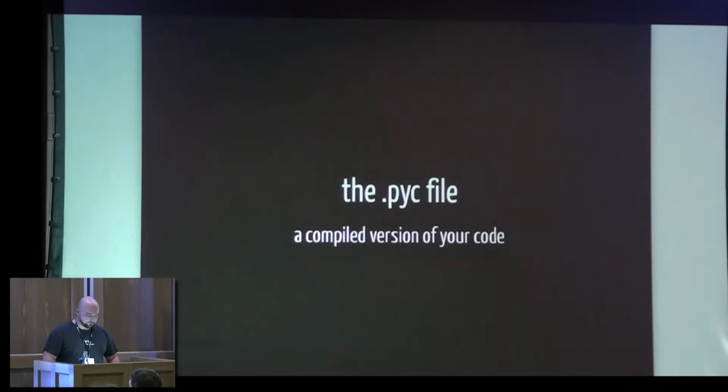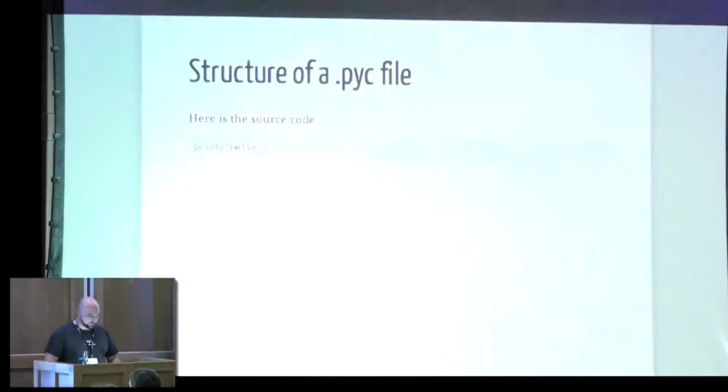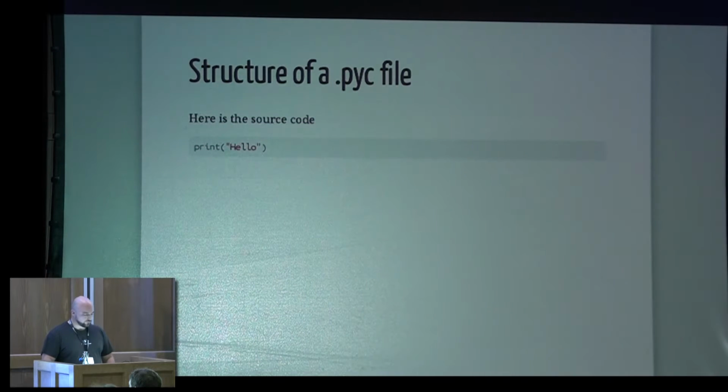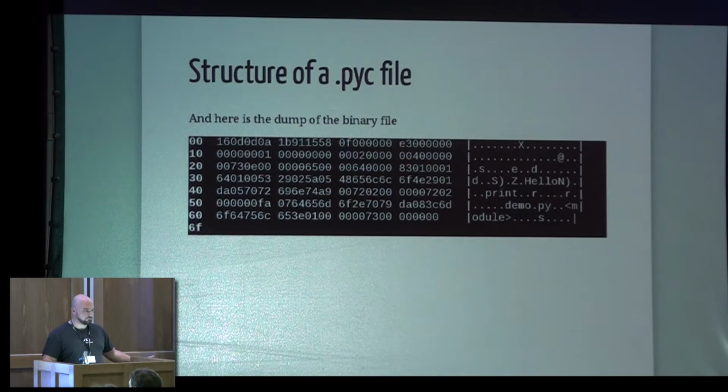About the PyC file, it's just a compiled version of your source code. We have the source code as text, and we get a binary with just bits. Example: print hello. Here is just the Python code. Here is the dump of the binary file.